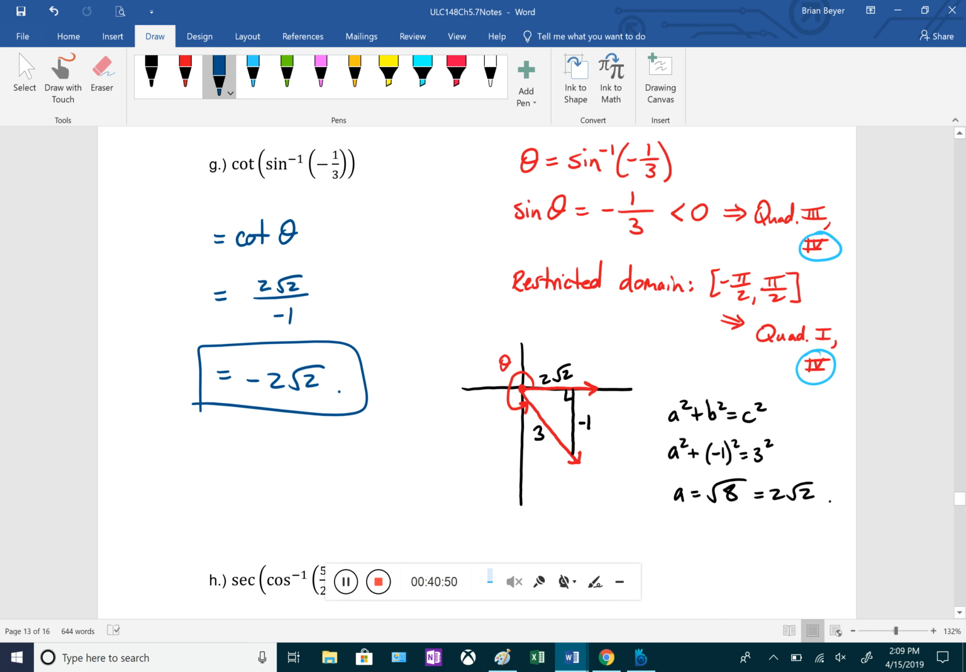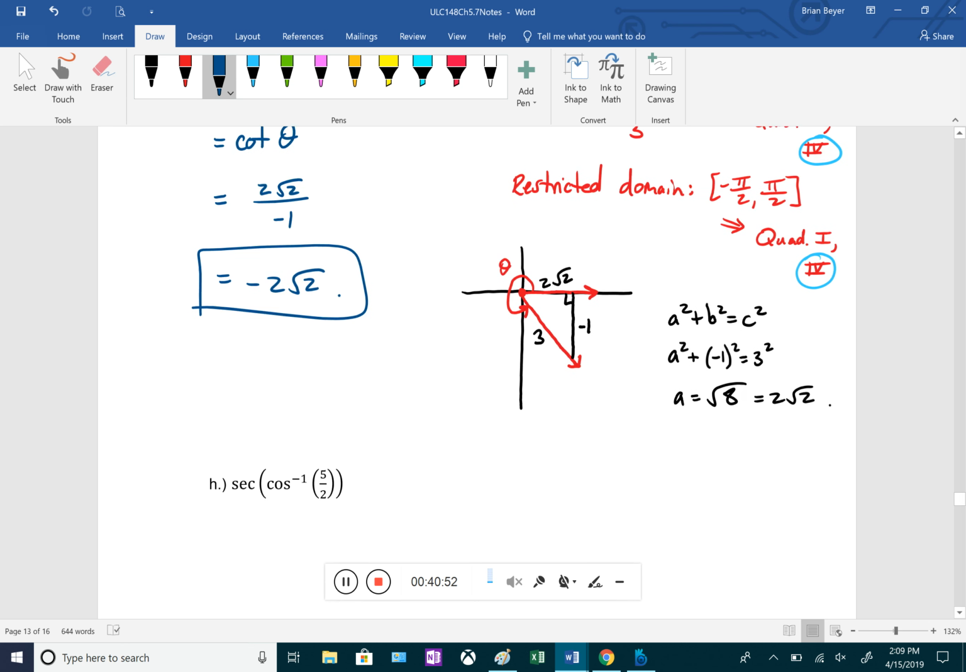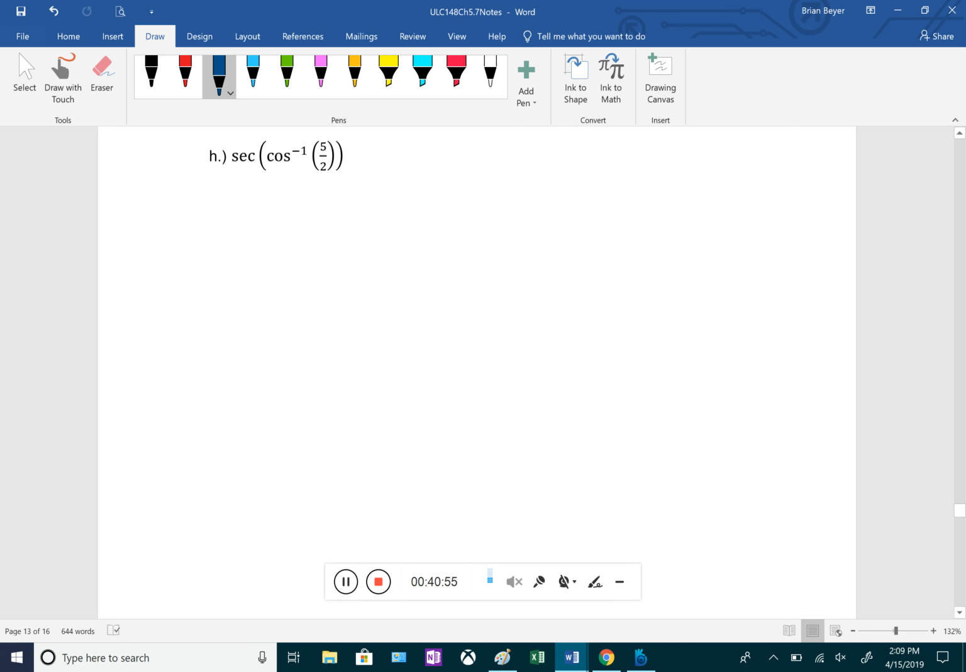Okay, and the last one here. We have secant of cos inverse 5/2. For this one, you might be thinking, let's start it off the same way that we've been starting the past couple ones. Let's let that equal theta, and then create a right triangle. However, there is an issue here. 5/2 is not in the domain of cos inverse.